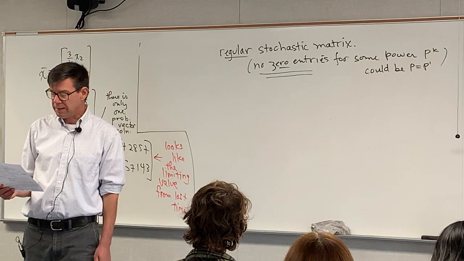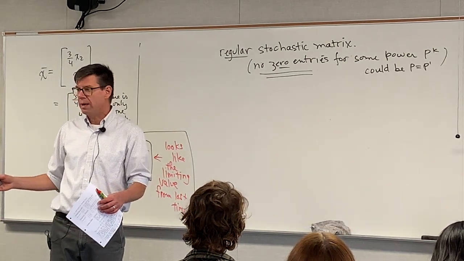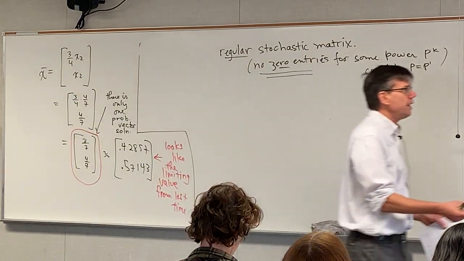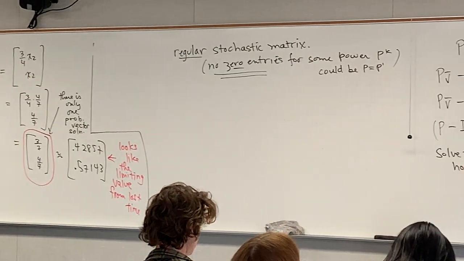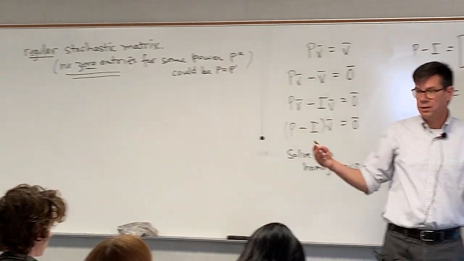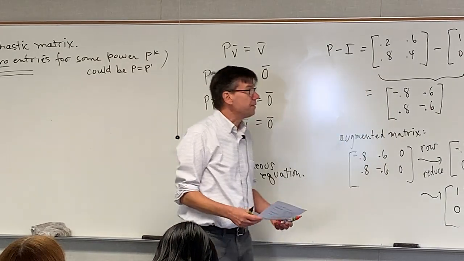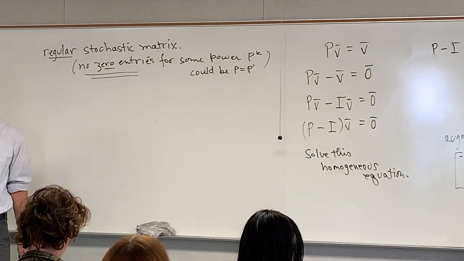So for all these stochastic matrices, there are some where eventually the zeros go away, and there are some where no matter what power you take, they don't. The easiest example is the identity matrix, because all powers of the identity matrix are the identity matrix, so all powers will still have 0s. So it's not regular. It's never going to happen with the identity.